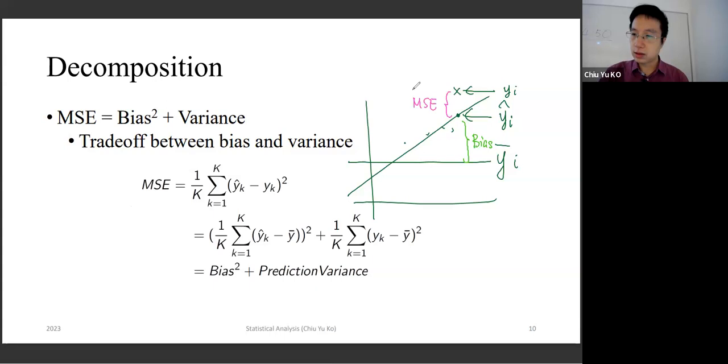And this is the prediction variance. Okay. And it turns out that you can always decompose this into these two parts. Very surprising, but it's a math result. Okay, and why is it important?